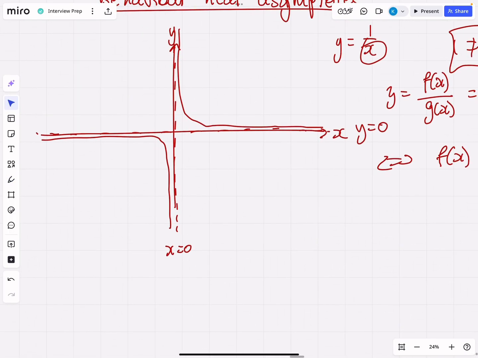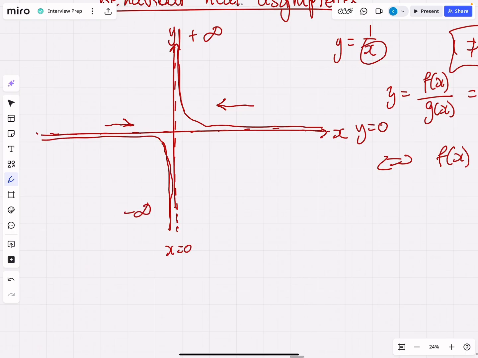So let's look at the behavior near our vertical asymptote. There's kind of two things to notice here. One is that if we approach the asymptote from the right, our graph tends upwards to positive infinity. But if we approach the asymptote from the left, our graph tends downwards to negative infinity.